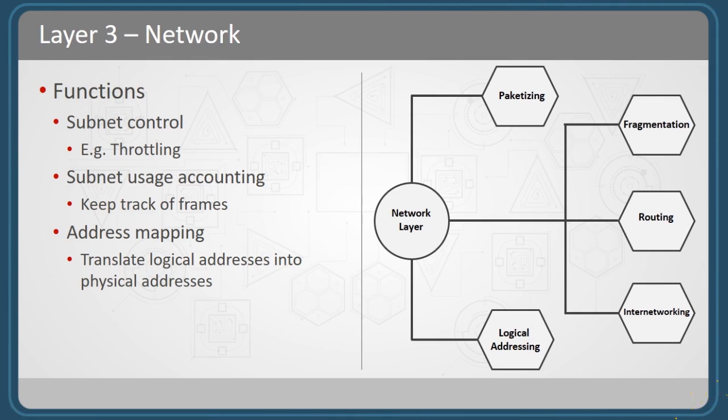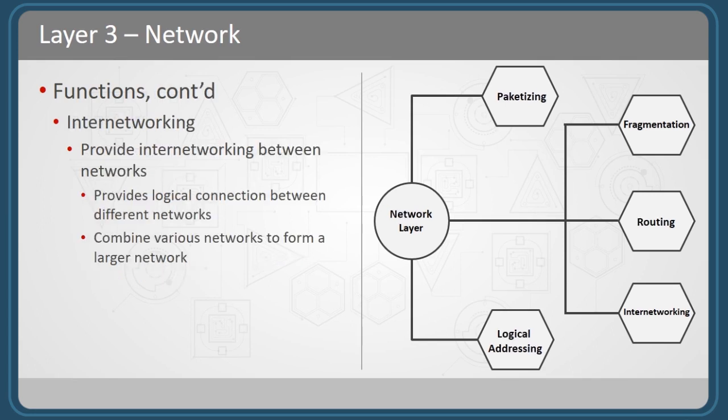Subnet usage accounting can keep track of frames if you are in an environment where billing is an issue based on overall bandwidth usage. You can produce those types of accounting invoices to say you used this much in terms of bandwidth. And again, that address mapping, the translation of logical addresses into physical addresses, because they both still need to be known, but the network layer is responsible for applying the logical address.